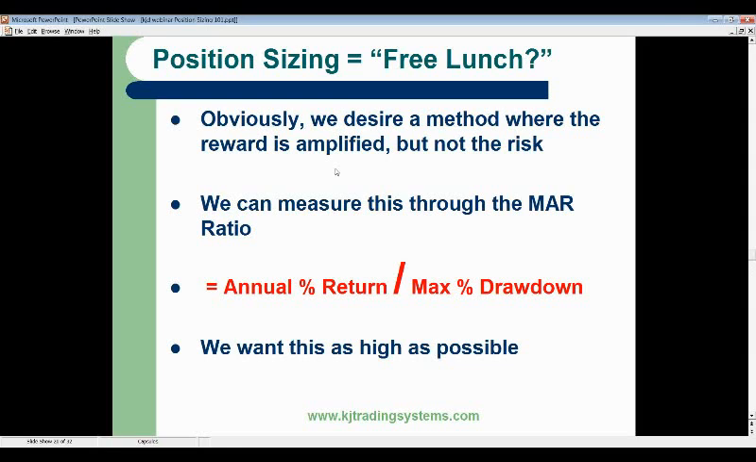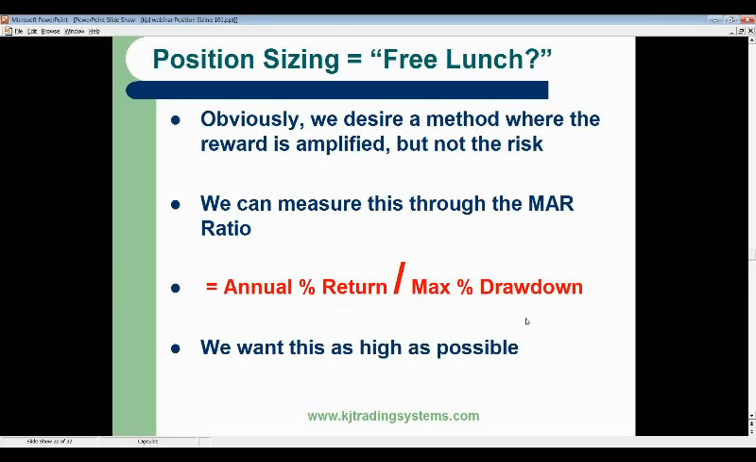One way to measure this is what's called the MAR ratio, which is just taking the annual percentage return you get from a system and dividing it by the max percentage drawdown. And what you want is to get this as high as you possibly can. So a MAR ratio of 10 is obviously a lot better than a MAR ratio of 2. And if you can do this with different position sizing, then in effect you're getting extra reward for the same amount of risk.